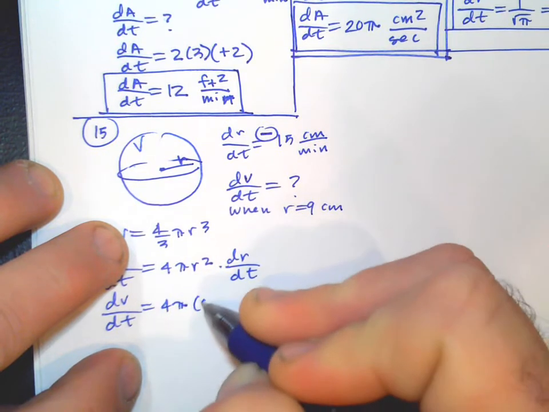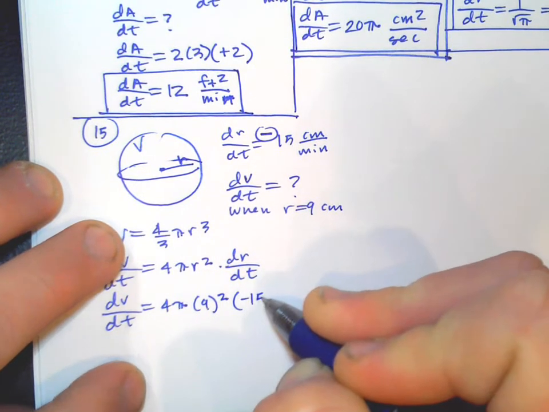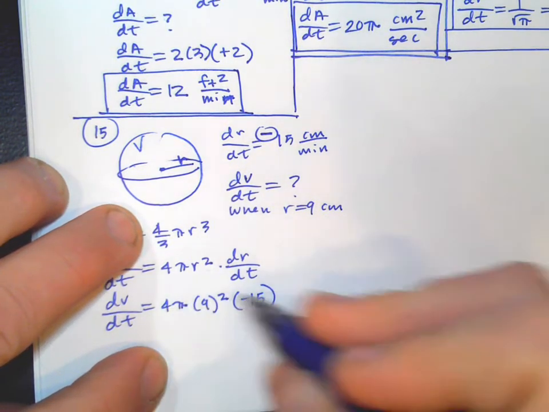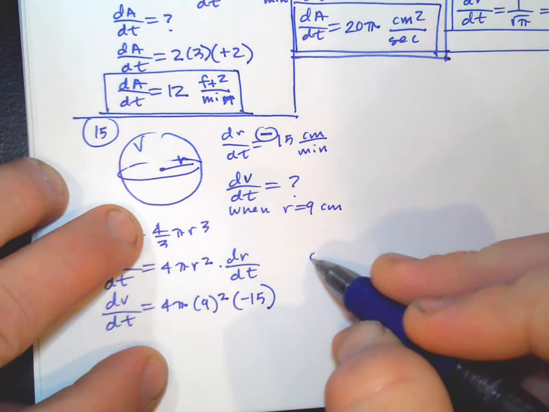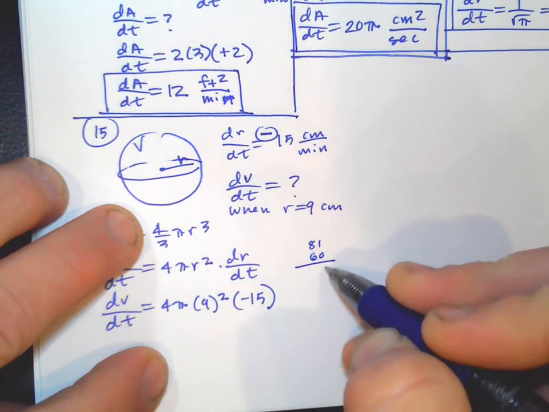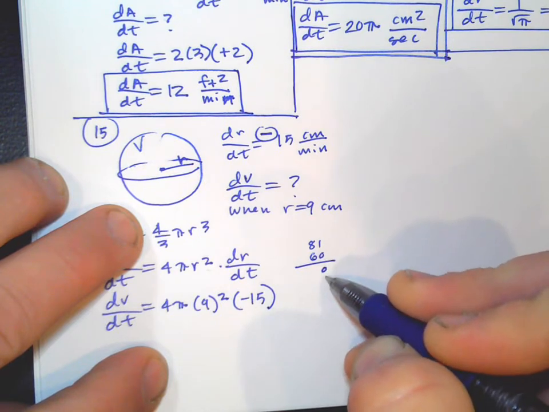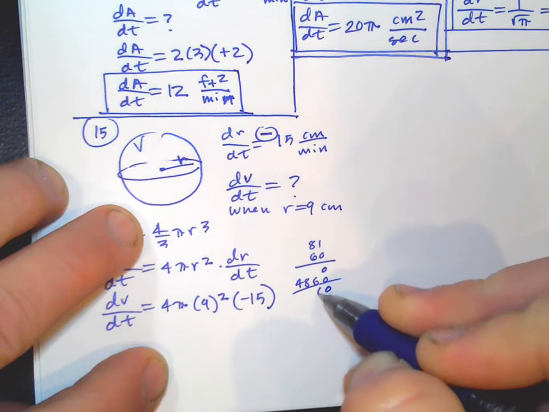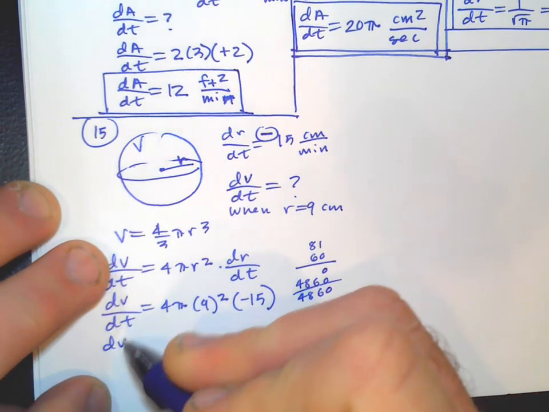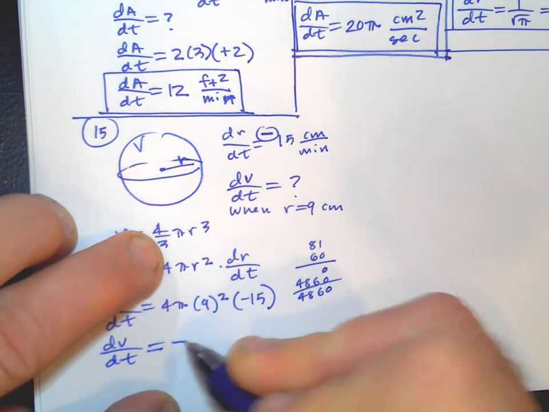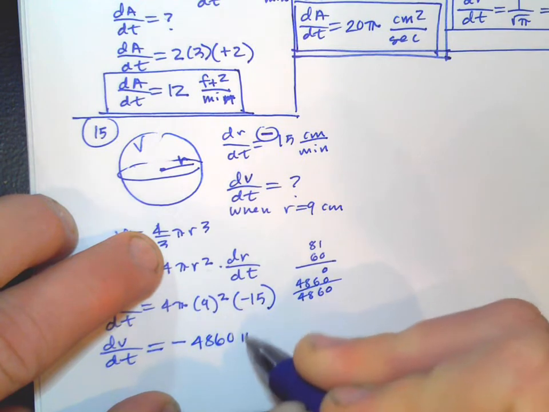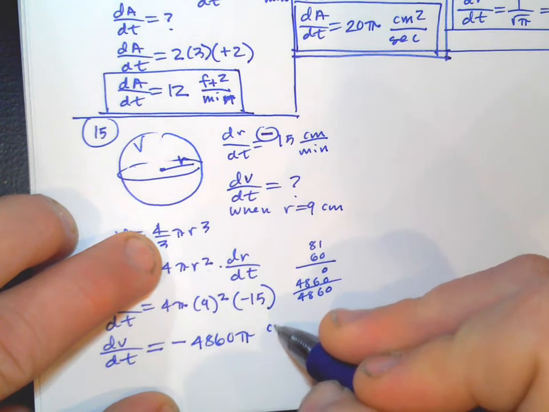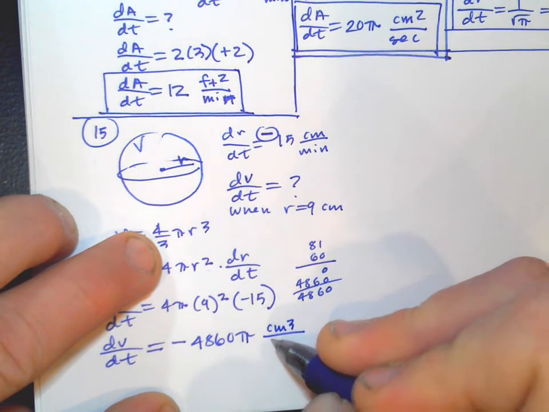The radius is 9, and dr/dt is negative 15. So it's kind of a big number. Let's see if we can do it without a calculator. 4 times 15 is 60. Times 9 times 9 is 81. So dV/dt equals negative 4860 pi. Don't forget the pi. Volume is cubic centimeters, and time is minutes.